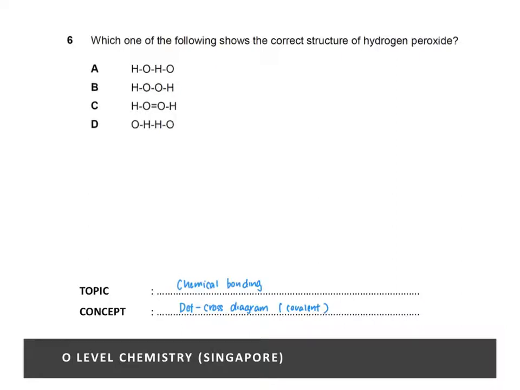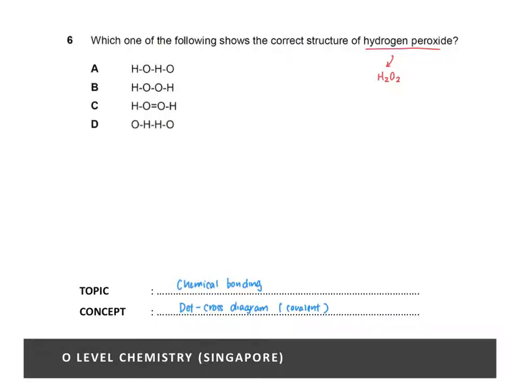This question is on the topic of chemical bonding. In this question, we're supposed to find out the correct structure for the compound hydrogen peroxide. And hydrogen peroxide has the following chemical formula, H2O2. So we're given 4 options where there are different arrangements of oxygen and hydrogen atoms, and we're supposed to determine which one is the correct one.